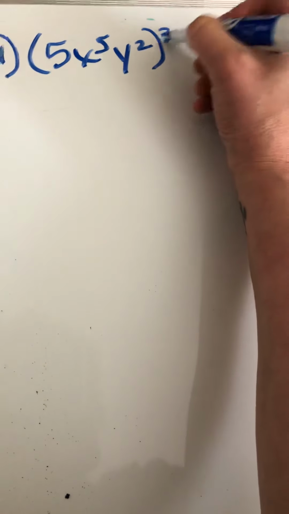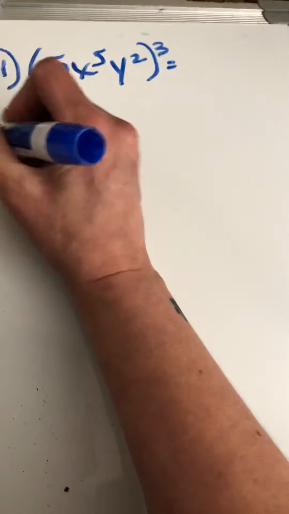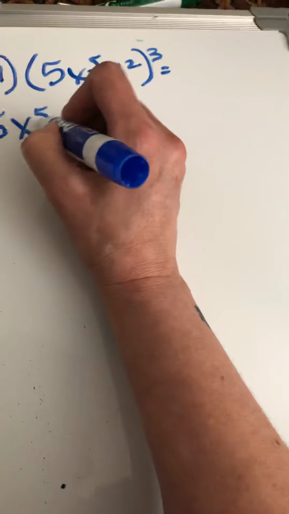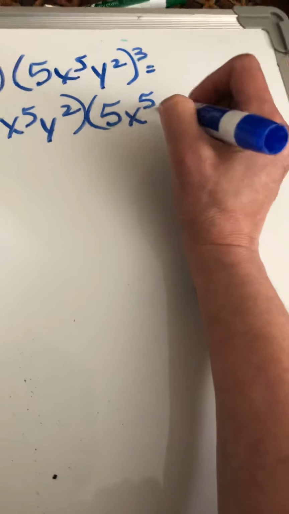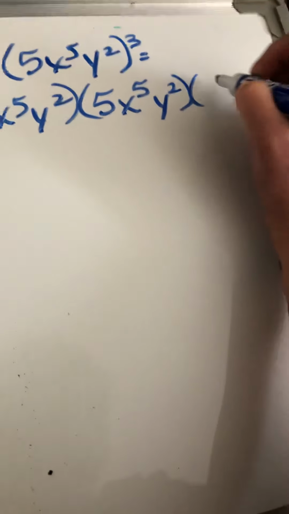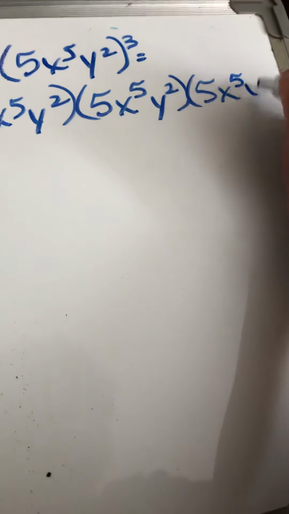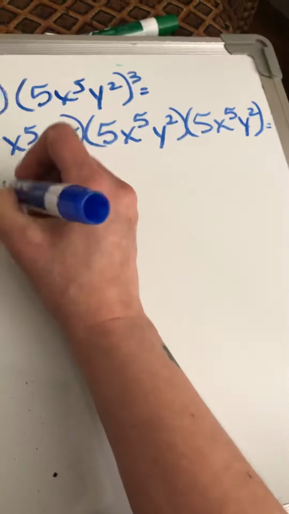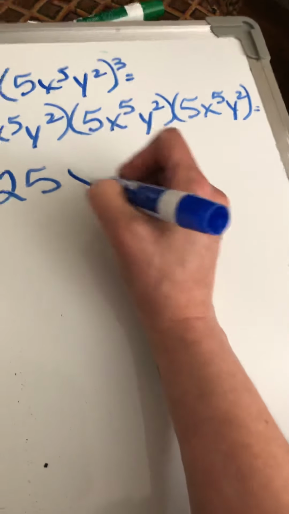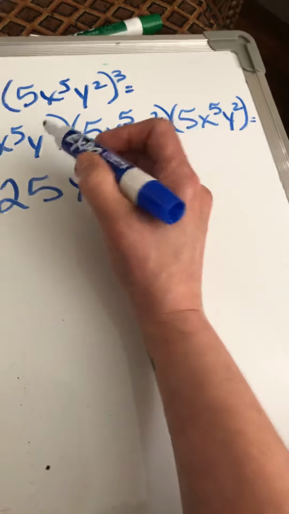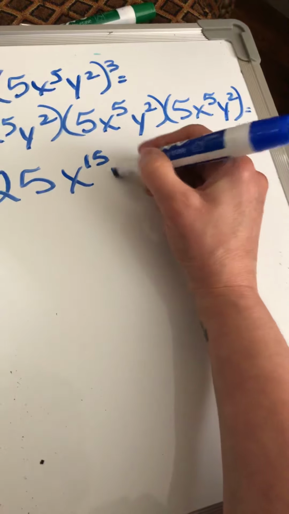All to the 3rd power. Let's do that. That means 5x to the 5th y squared times 5x to the 5th y squared times 5x to the 5th y squared. 5 times 5 times 5 is 125. I have 5 x's here, 5 more there, 5 more there. That gives me 15. 2 y's, 2 y's, and 2 y's, 2, 4, 6 y's.